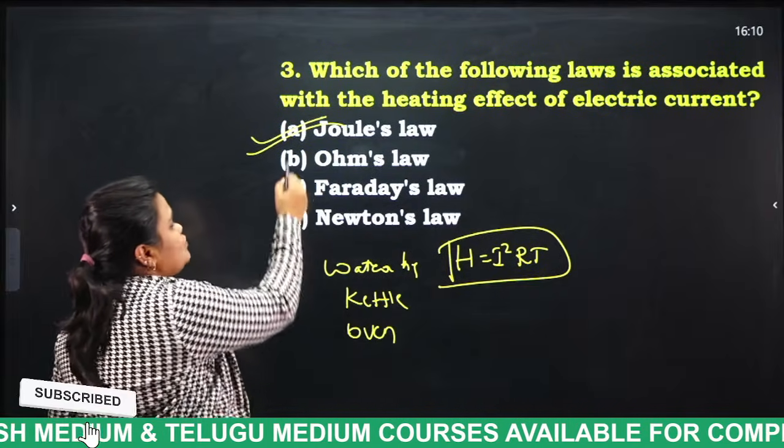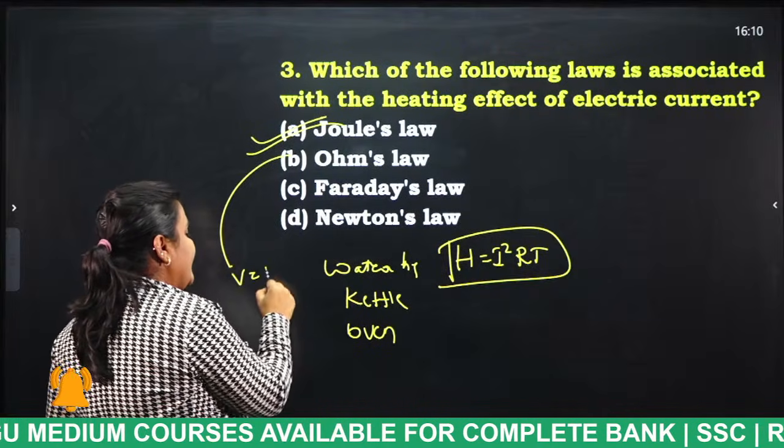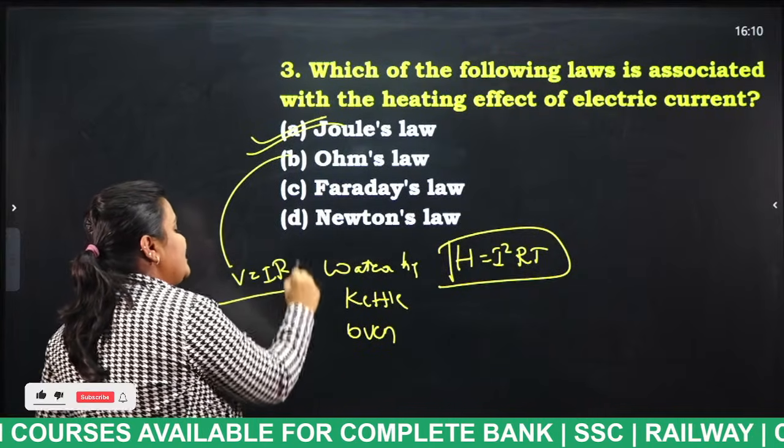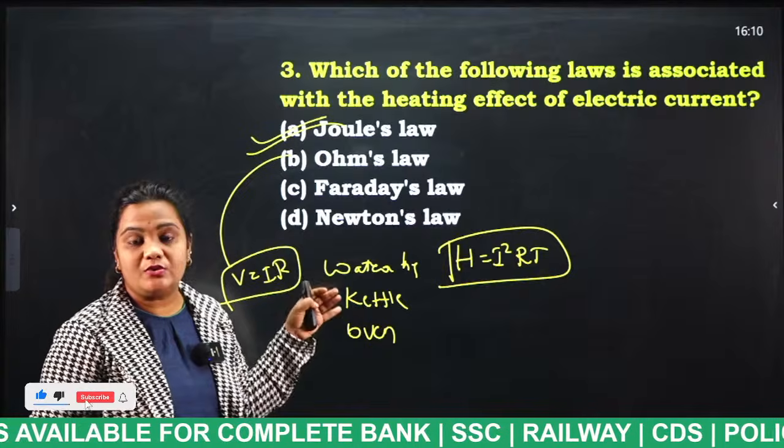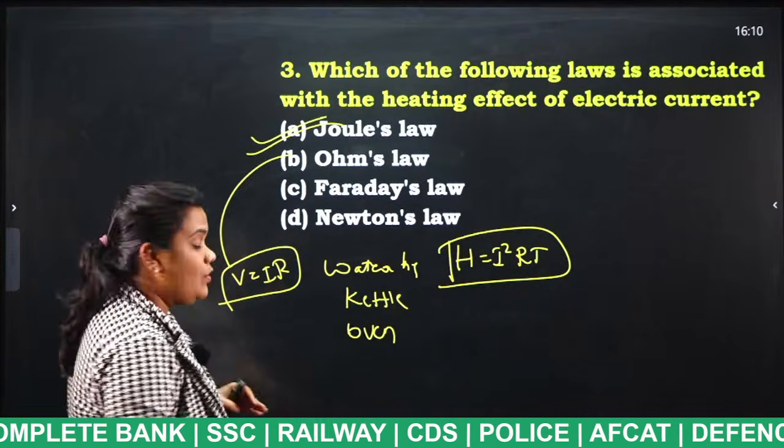So what is Ohm's law, students? We have discussed it many times. V is equal to IR. Voltage is always directly proportional to the current. And what are the units of ohm, students?